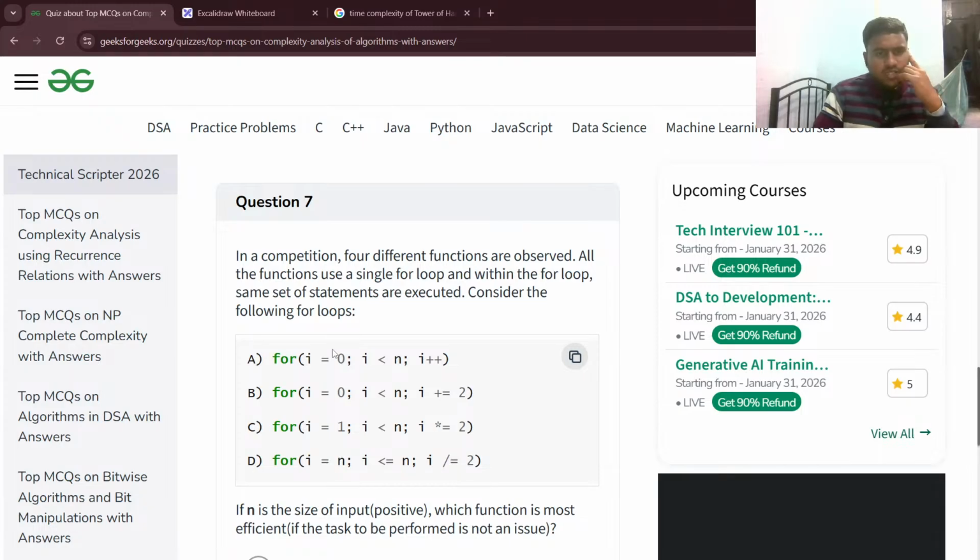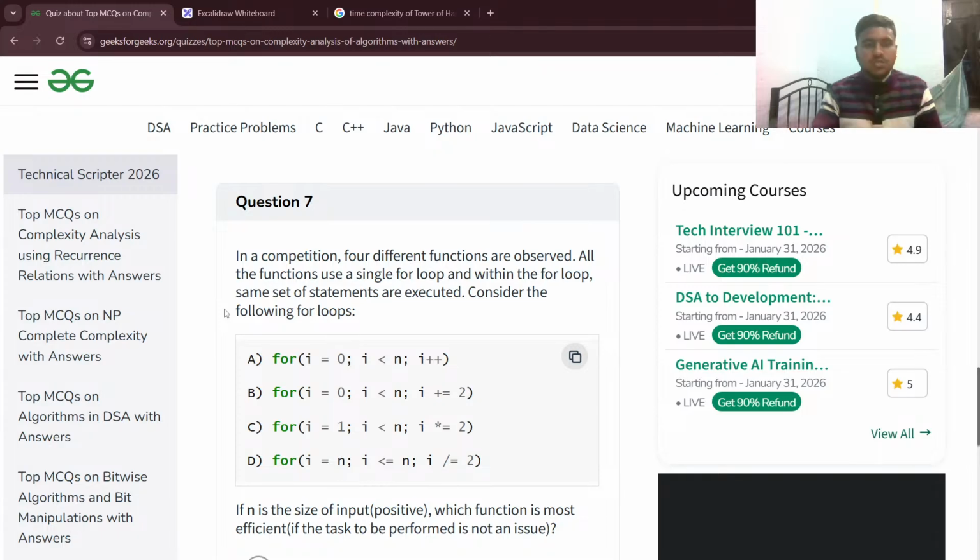So we have question number 7, and let's see how I can solve this problem, and how you can think about this problem and get a better answer. So yeah, let's get started. In a competition, 4 different functions are observed. All the functions use a single for loop, and within the for loop, the same set of statements are executed. Consider the following for loops.